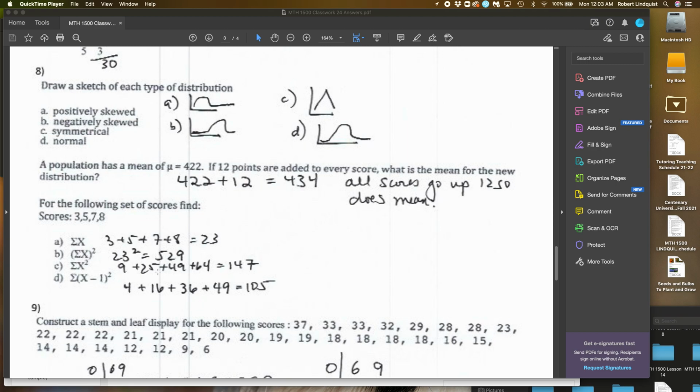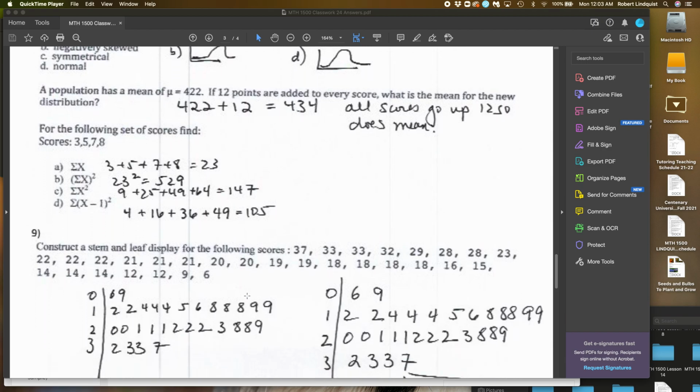Likewise, in letter D, there's something different to do here. You're going to subtract 1 from each of the x's and then square it. So 3 minus 1 is 2, 2 squared is 4. 5 minus 1 is 4, 4 squared is 16. 7 minus 1 is 6, 6 squared is 36. 8 minus 1 is 7, 7 squared is 49. I add all those up and I get 105.